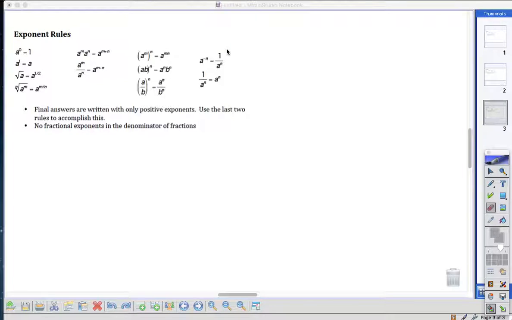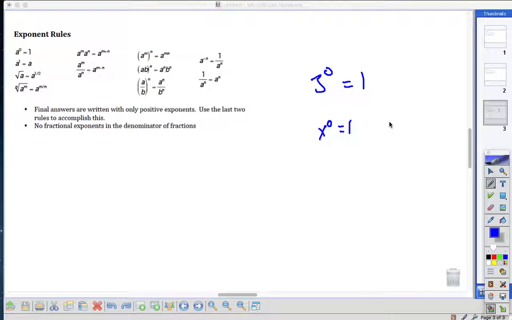Okay, today I'm going to go over the exponent rules with you. The first one is a to the 0 equals 1, which is right up here. It says that any number to the 0 power is simply the number 1. So, for example, if I give you 3 to the 0 power, you know that's equal to 1. If I give you x to the 0 power, you know that's 1.